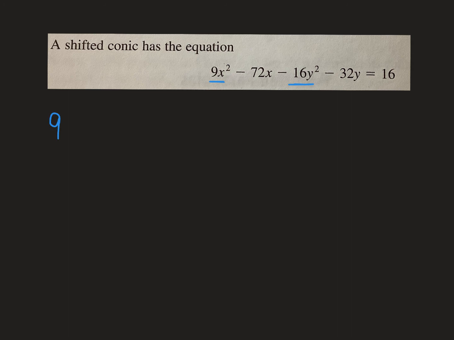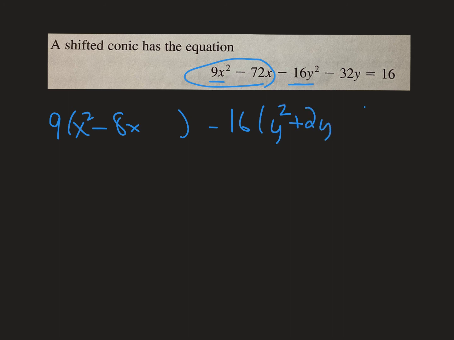I'm going to put my x's together, but I'm going to go ahead and factor out the 9. So it gives me x squared minus 8x. I'm going to leave some space because I need a parentheses with a square, and I don't have one, so I have to find one. I'm going to take out a negative 16 out of my y's, and that gives me a plus 2y, because I took out a negative 16. And over here, I still have the 16. Now watch what happens here.